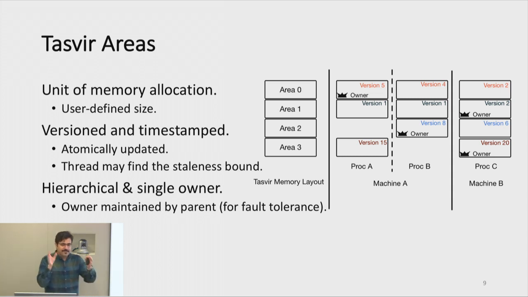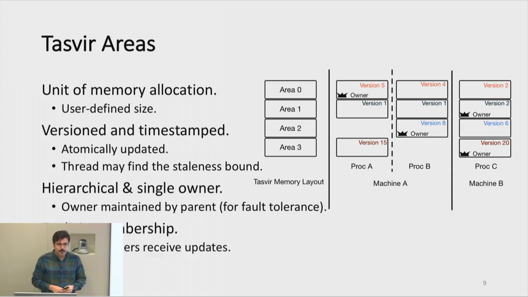So if it happens that the parent dies and somebody else takes over and becomes the new owner, that thread is in charge of failure detection. Each area has a parent that is another area. Yes. And each area has an owner that is a thread. Yes. Okay. That is true. Okay, that's very helpful.